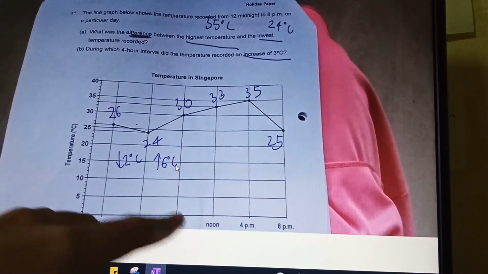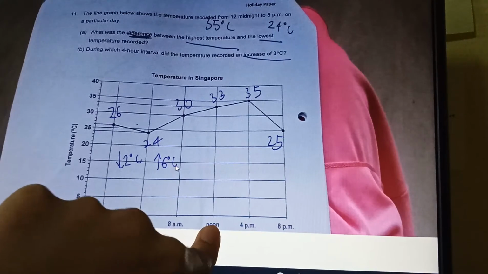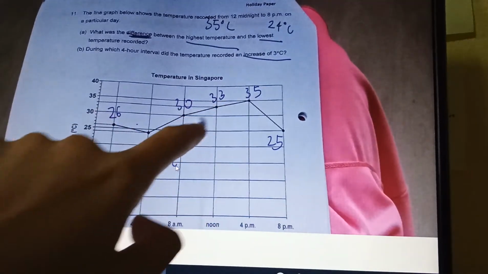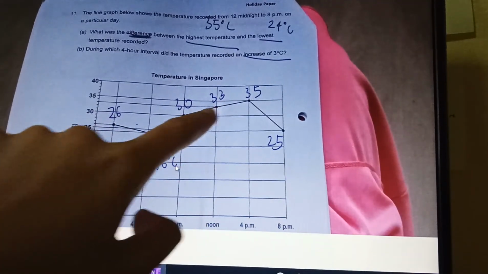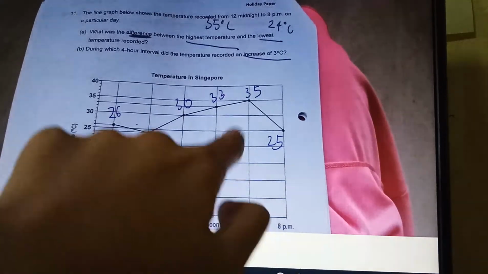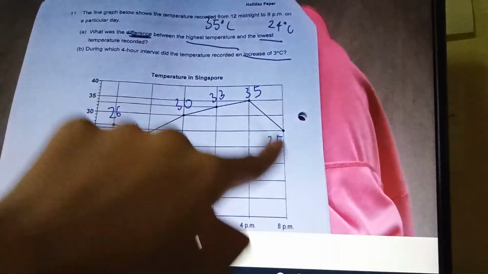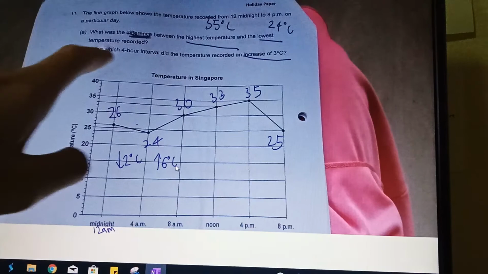Okay, so now you do the same. From 8 a.m. to noon, is it a decrease or an increase? And you find what's the difference. Same for here, noon to 4 p.m. and 4 p.m. to 8 p.m. So you find, and then you answer this question.